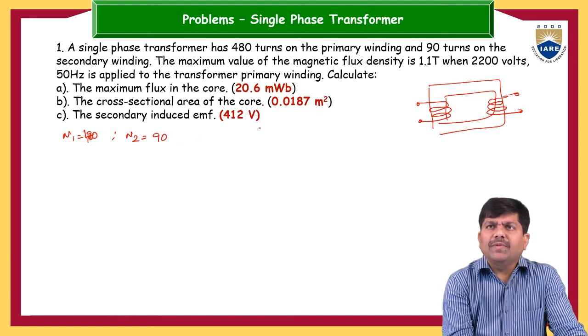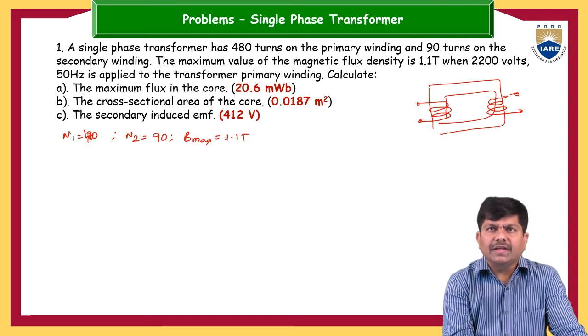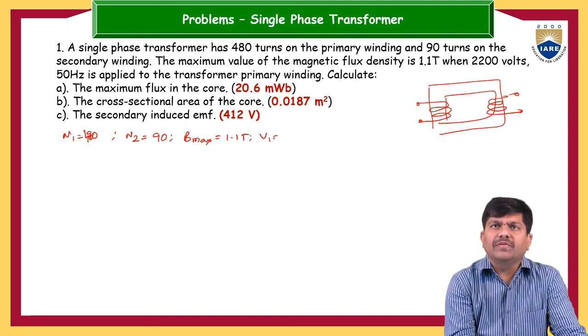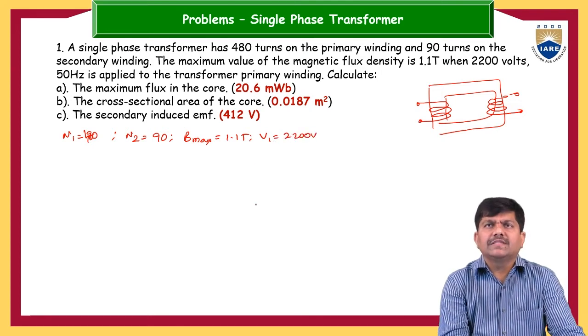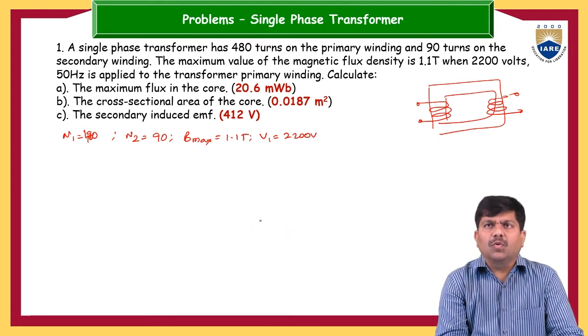And the maximum value of the magnetic flux density, B max, is equal to 1.1 Tesla when 2200 volts and 50 Hz is applied. So V1 they have given, that is 2200 volts, and 50 Hz is the frequency of the winding. Calculate the maximum flux in the core.